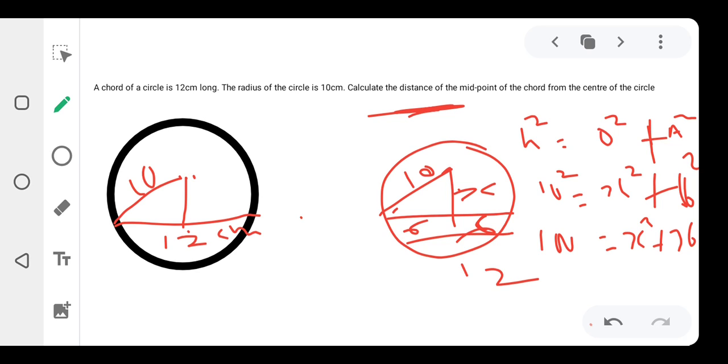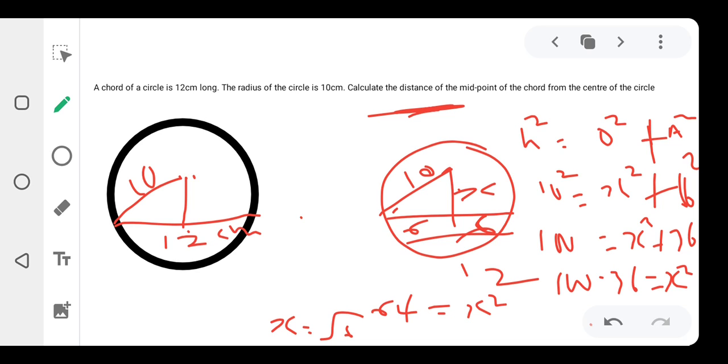So in that case what are you going to do now? You collect your like terms, right? You send 36 to the other side, right? So 100 minus 36 will give me x squared. So what is 100 minus 36? It is going to give us 64, which is equal to x squared. Then if 64 is x squared, your x will be equal to the square root of 64.